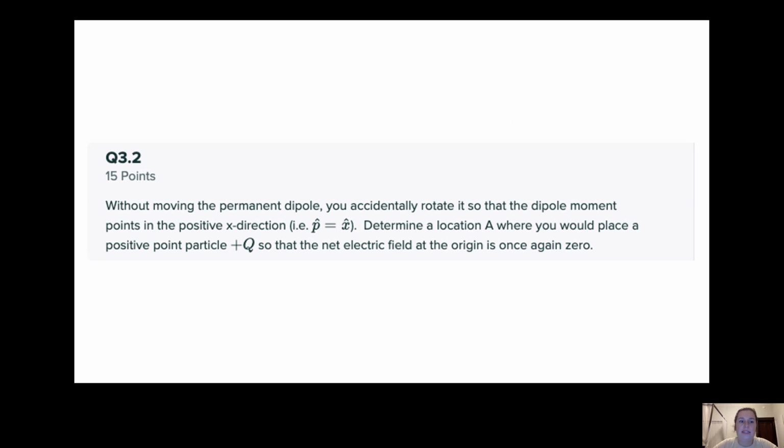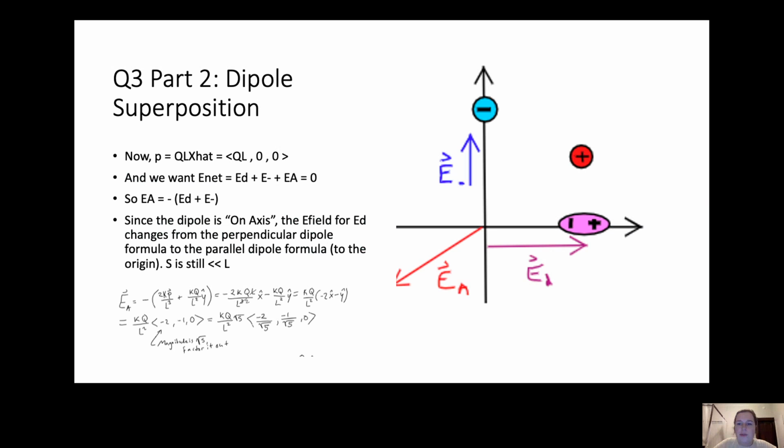The next part of the question is asking, without moving the permanent dipole, you accidentally rotate it so that the dipole moment points in the positive x direction. Determine a location A where you would place a positive point particle plus q so that the net electric field at the origin is once again 0. So we're going to redraw our original picture. Here you'll see the dipole is now parallel to the x axis.